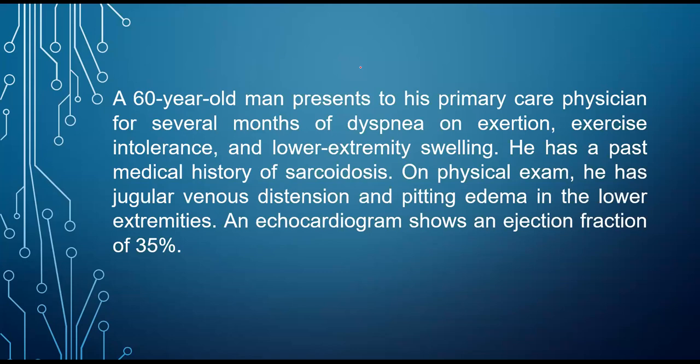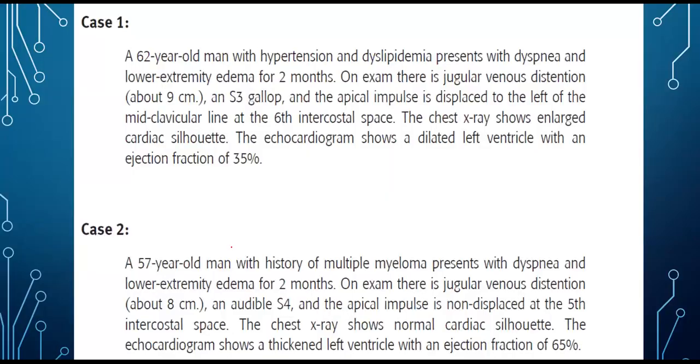You have a 60-year-old man presenting to the primary care physician with several months of dyspnea on exertion, exercise intolerance, and lower extremity swelling. He has a past medical history of sarcoidosis. On physical exam, he has an elevated JVP and also pitting edema in the lower extremities. You did an echocardiogram which shows an ejection fraction of 35%. So that's one of the questions for heart failure.